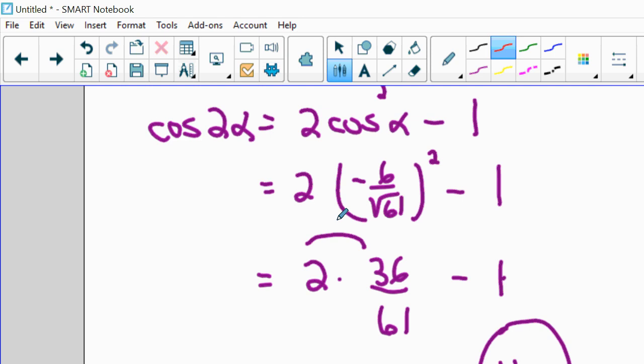And I can do the same thing for tangent if I want. That'd be easier, though. I wouldn't have to draw the triangle because the formula just has tangent alphas in it, and then you just use the formula.